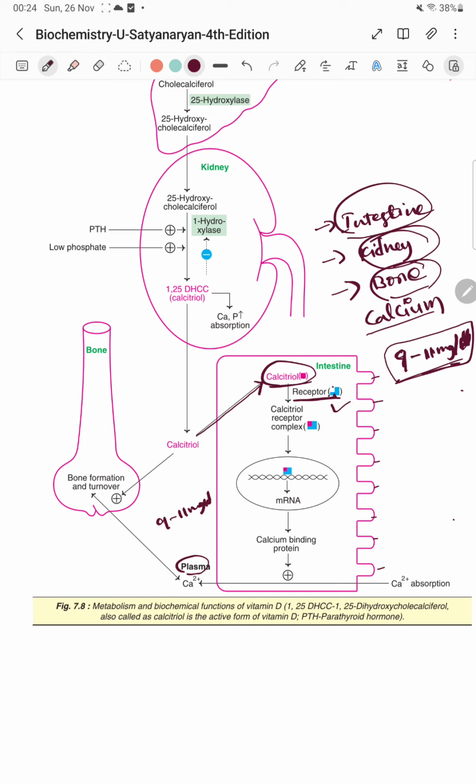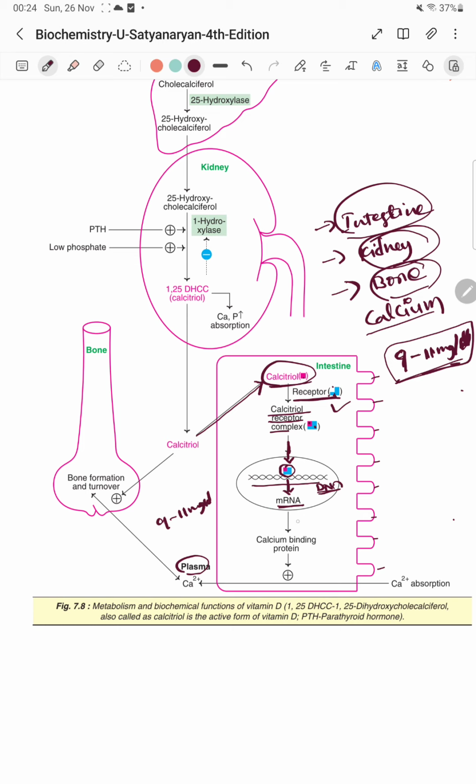Now the combined form is the calcitriol receptor complex. Both are attached: this is calcitriol and this is the receptor. The calcitriol receptor complex is formed. The whole complex goes inside the nucleus and attaches to the DNA of the cell. This is DNA, you know, right? Now the whole complex falls on the DNA of the cell. As soon as the complex binds to this DNA, the DNA starts expressing and forms mRNA.